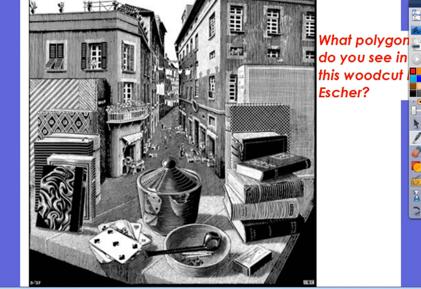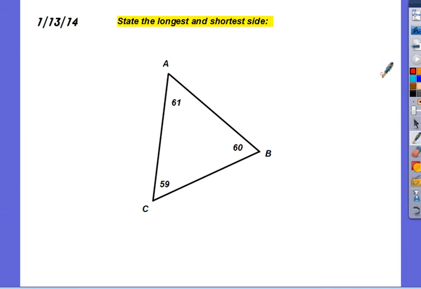You'll see me bring in different artists from time to time. The way I know if you're taking notes, if you've watched this video, is you come into class and you will have certain things written down. The first of which is to state the longest and shortest side. This is something we've covered before. There is an incorrect date on there, but go ahead and solve that problem in your notes. I will be looking for that.